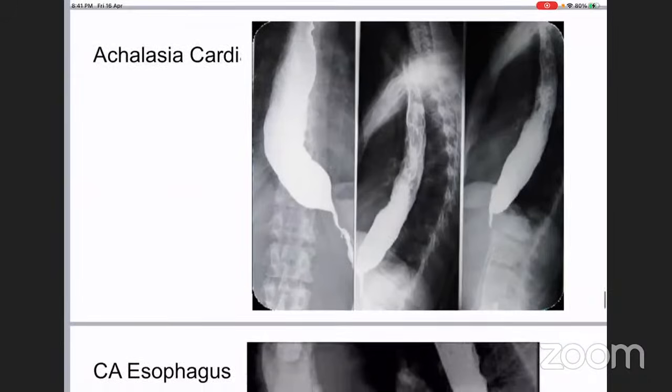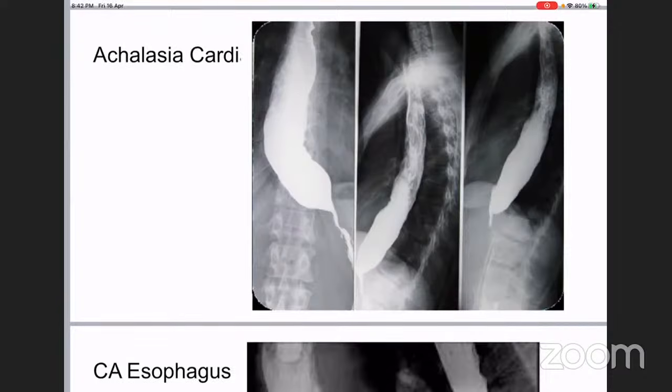So a few contrast images. What is this? What kind of contrast image is this? Barium. It is a barium swallow. Very good. It is a barium swallow showing the dilated esophagus, right?